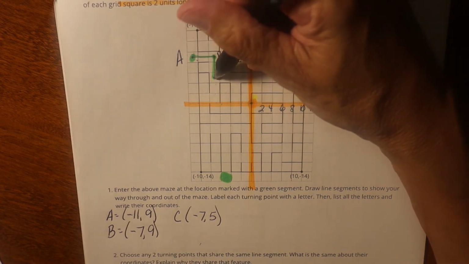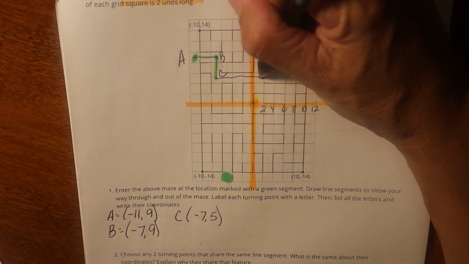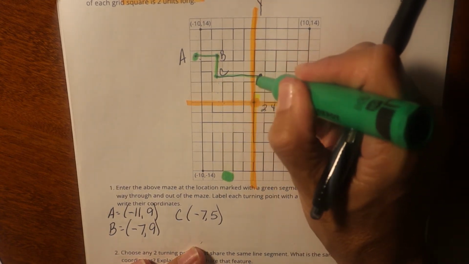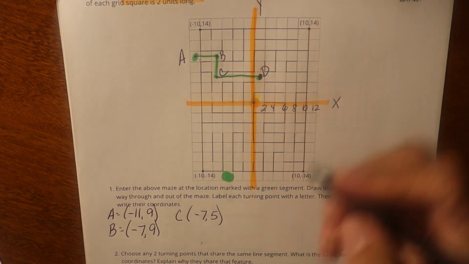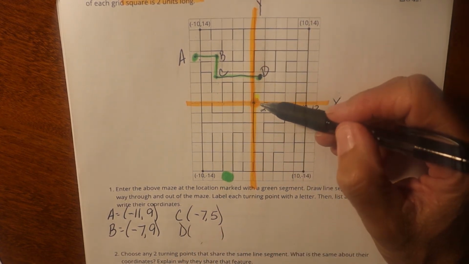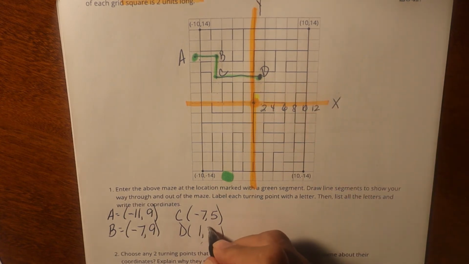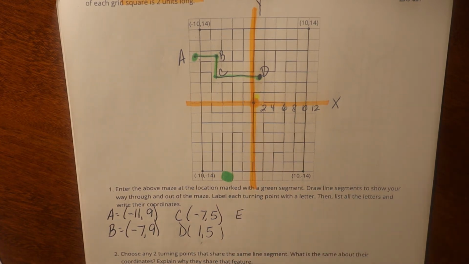So let's see where we're going to go next. We want to just keep going. I'm going to turn and go all the way over and stop right here because I see an opening. I'm going to label this point D, and then let's write the ordered pair. So D is sitting at +1, then 2, 4, and +5. So 1 and 5.